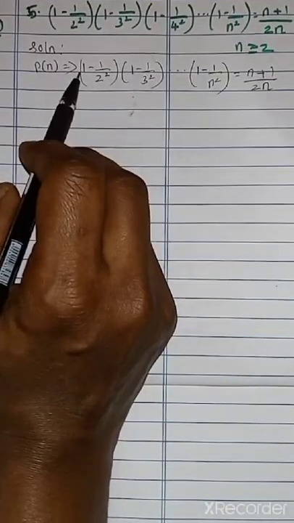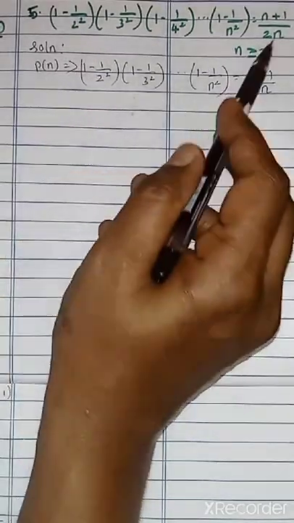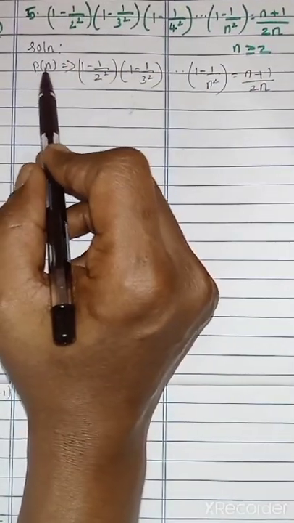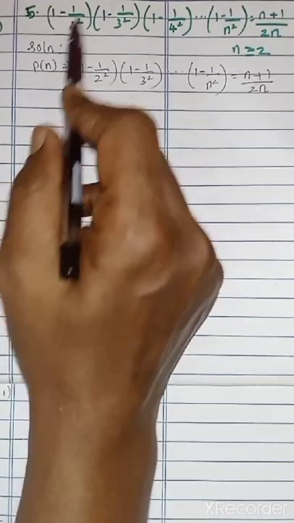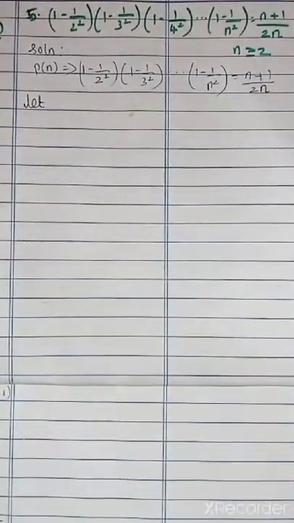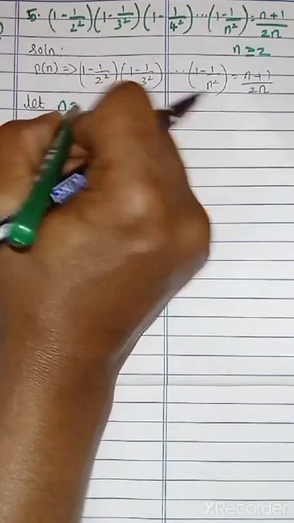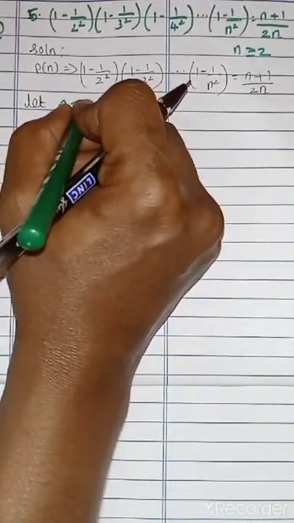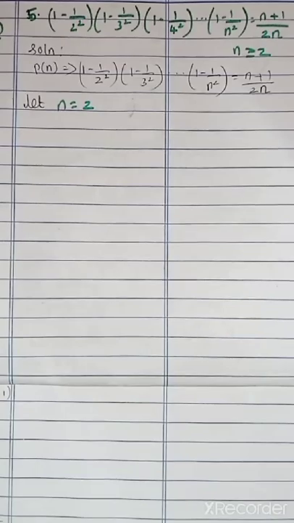So for the solution, what is the first step? Whatever statement is given, we have to take it as P of n. P of n implies the whole question. Let n equal to 2, since we have to start with 2. That's all. The remaining all will be the same.